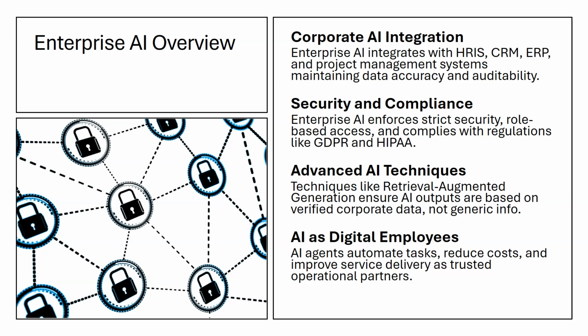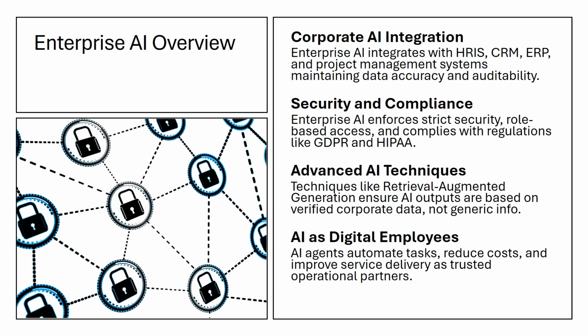Enterprise AI integrates with HRIS, CRM, ERP, and project management systems, ensuring data accuracy and auditability. Security and compliance are enforced through strict measures, such as role-based access and adherence to regulations like GDPR and HIPAA. Advanced techniques like retrieval-augmented generation keep AI outputs grounded in verified corporate data.